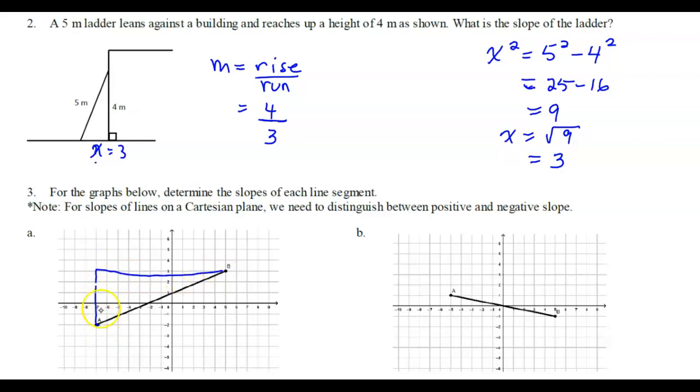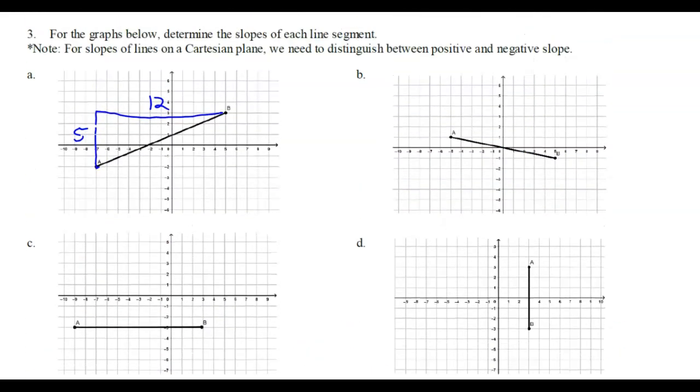Okay, so count up. Make sure you look at the scale. That's going to be up 5. To the right, 7 plus 5 is 12. So slope equals 5/12. This one, from the leftmost point, I've got to go down and to the right. So I'm going down means negative, and then to the right, 5 plus 5 is 10.